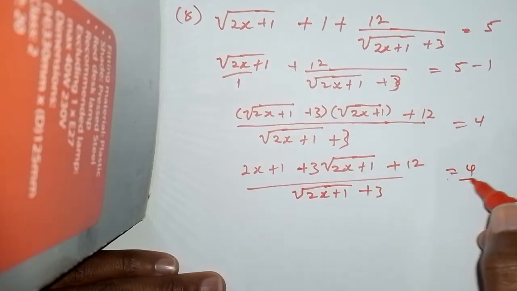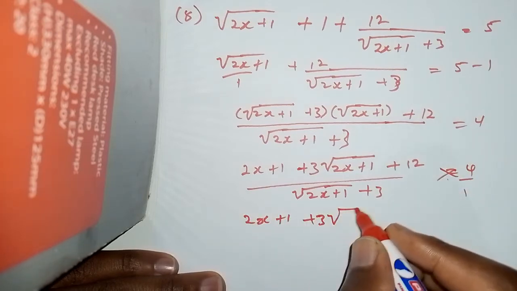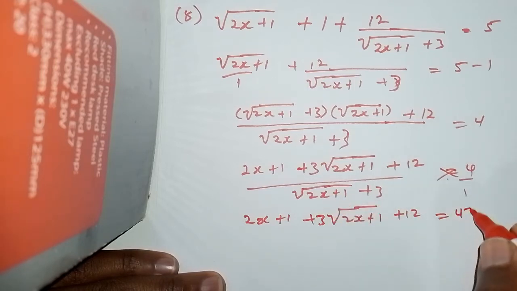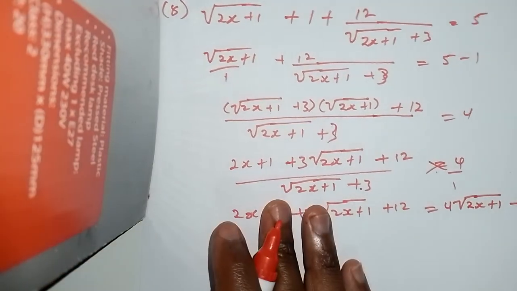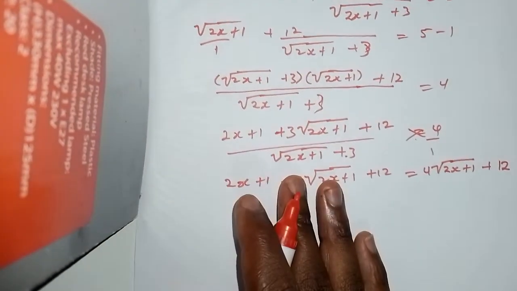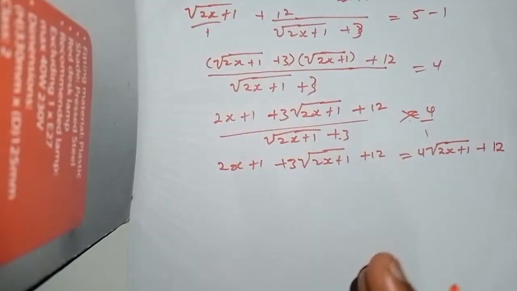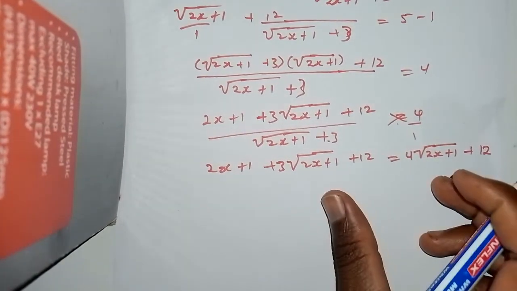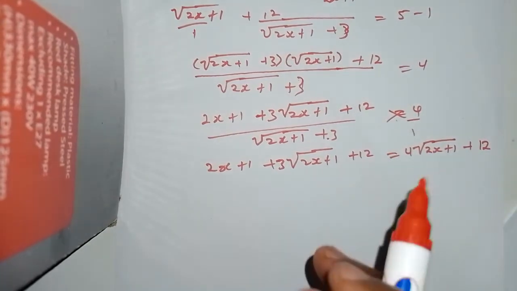Right? Cross multiply. I'm going to have 2x plus 1 plus 3 root 2x plus 1 plus 12 equals 4 root 2x plus 1 plus 12. Okay. Now, let me group the like terms. The ones with root should come this side. The ones without root go that side.